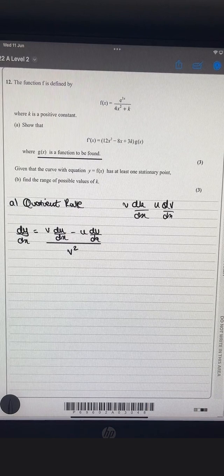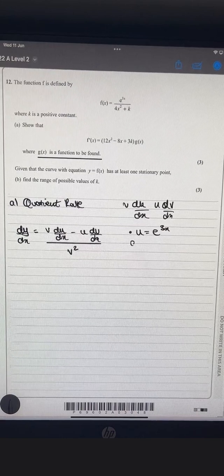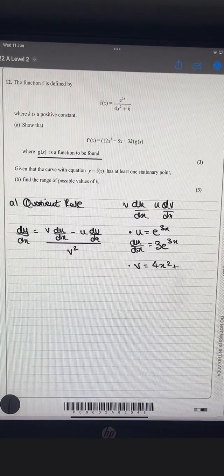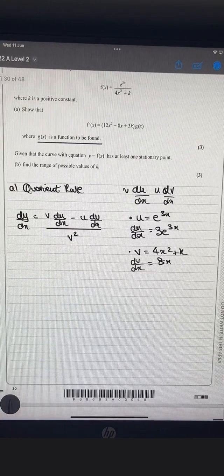Now on the side, I just like to state what my things are. Then I just easily sub in, right? So u is the top number, so u equals e to the 3x. If I differentiate an exponential, remember you multiply the whole thing by the coefficient of x, so that's 3e to the 3x. Now I know that the denominator is v. v equals 4x squared plus k. So dv by dx is equal to 8x, because the k is a constant and disappears. That's all. Now all I have to do is nicely sub in.